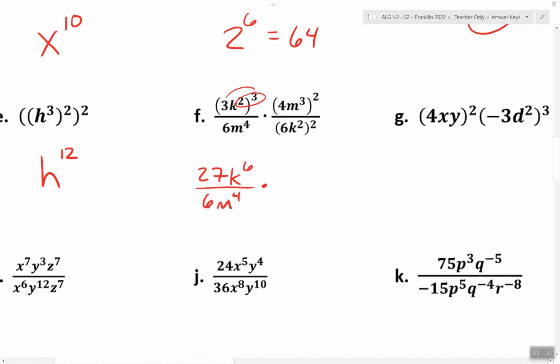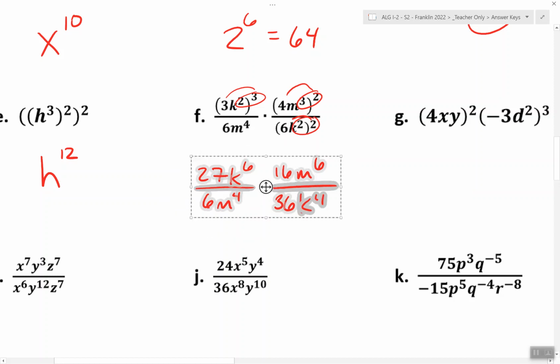times, now let's take care of the other side. 4 to the second power is 16, and then m to the third squared, that's 3 times 2, that's m to the 6th, over, same thing here, 6 squared is 36, and then 2 times 2 here is k to the 4th.